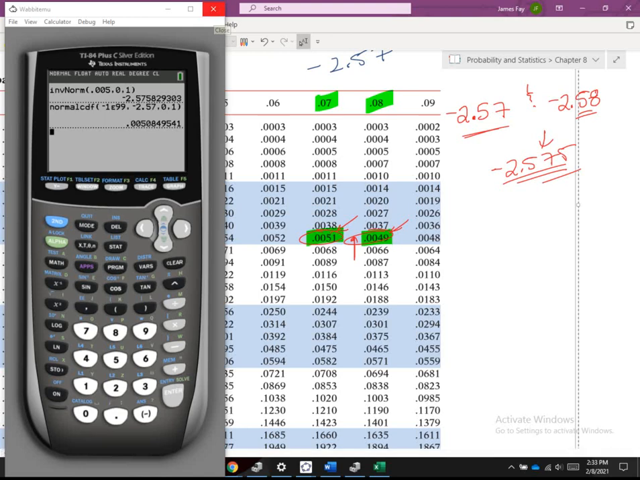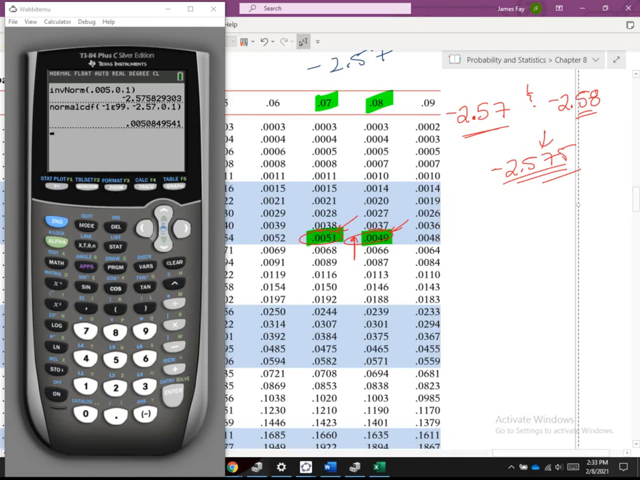Why am I saying this? Because some people will use this number directly as their z sub alpha over 2, which is fine. Well, if I use that in my calculation, but you used 2.58, our answers are different, right? And it's just the difference in your rounding.